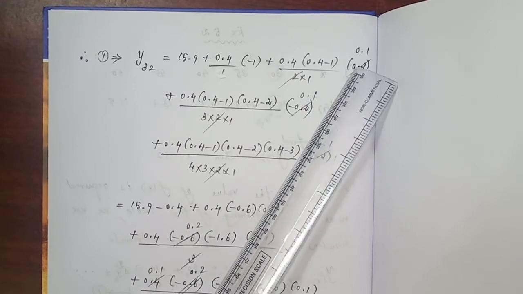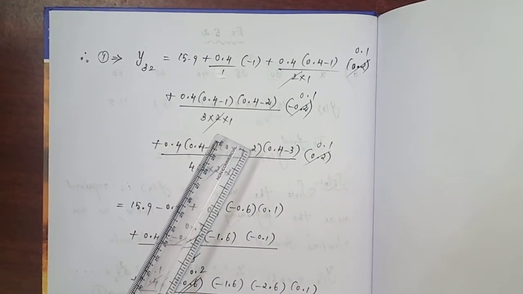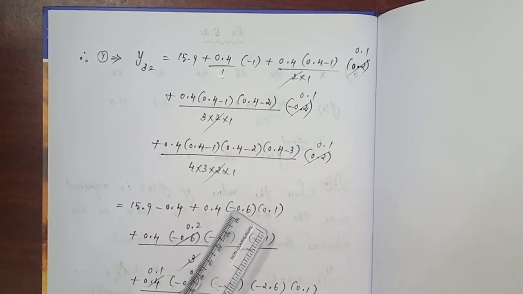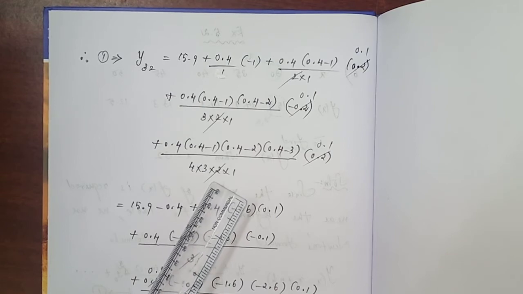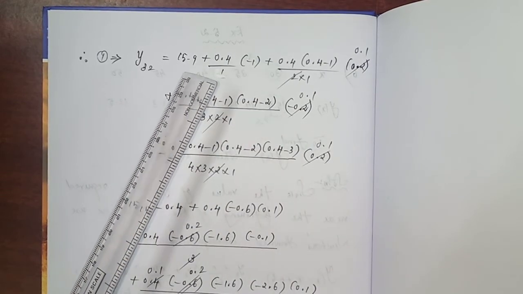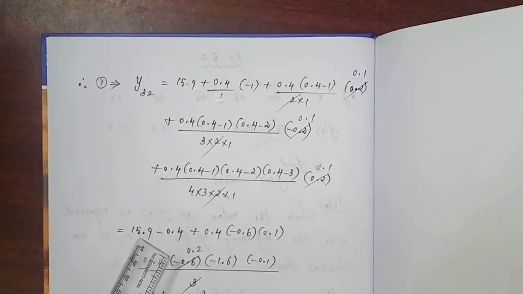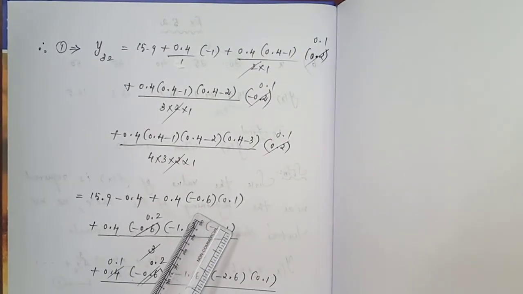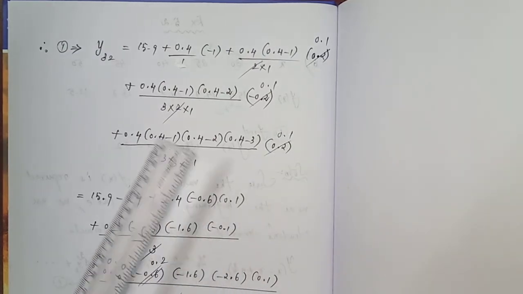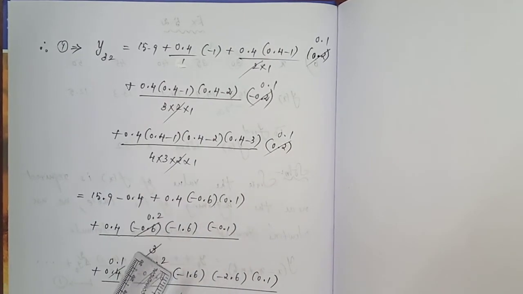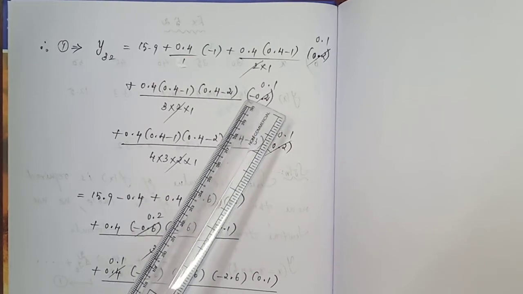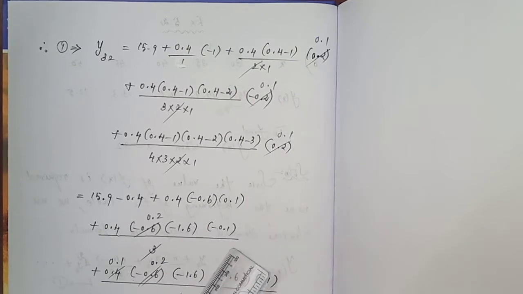2 ones are 2, this is 0.1, and 2 ones are 2 here, 0.1 here, and minus is there, so minus 0.1. Then here you can divide, 2 ones are 2, here 0.1. Then 15.9 write as it is, and 0.4 into minus 1 is minus 0.4. 0.4 as it is, 0.4 minus 1, that is equal to minus 0.6. Then 0.1 as it is. Next one 0.4 as it is, 0.4 minus 1 equals minus 0.6, 0.4 minus 2 equals minus 1.6, and minus 0.1 as it is, divided by 3.